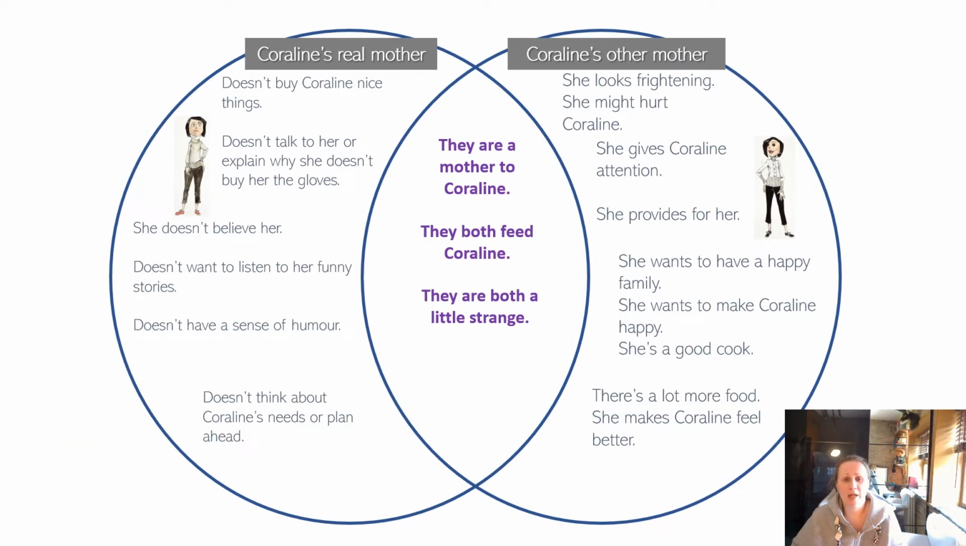So here you should have this in your exercise book from last lesson. These are the ideas we got about Coraline's real mother and Coraline's other mother. Just to remind you, on one side of the circle we have ideas about Coraline's real mother and what she was like. You wrote those down in your own words. You might have some that are the same as mine, that's absolutely fine. On this side, we have ideas about Coraline's other mother and what she is like. And then in the middle, we have similarities. What are they both like?